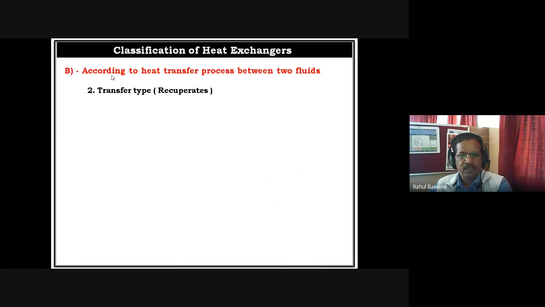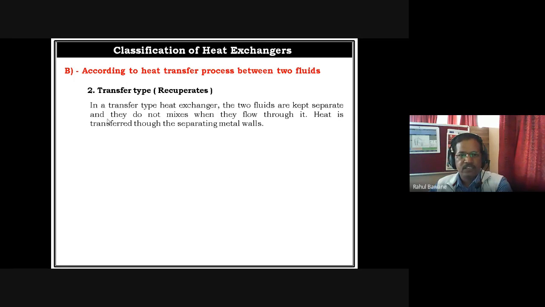Second, in the process of heat transfer, is the transfer type. That is also called a recuperator. Remember, recuperator is the word, because the external examiner many times asks which kind of heat exchanger a recuperator is. So it is a transfer type heat exchanger. Now, what is the recuperator?